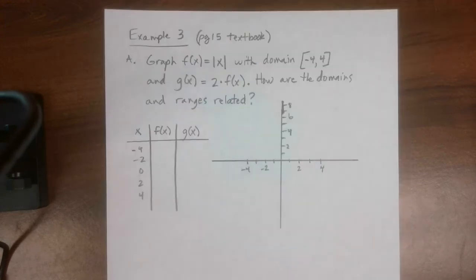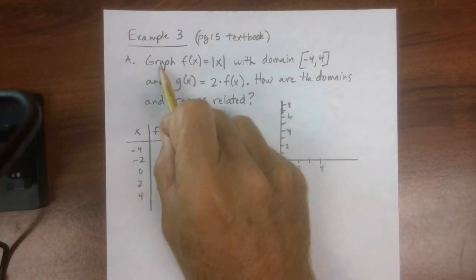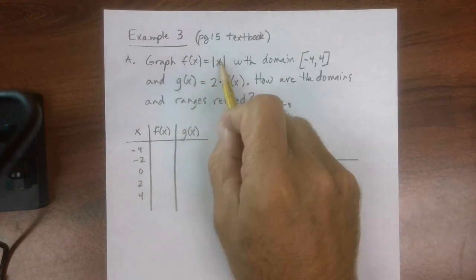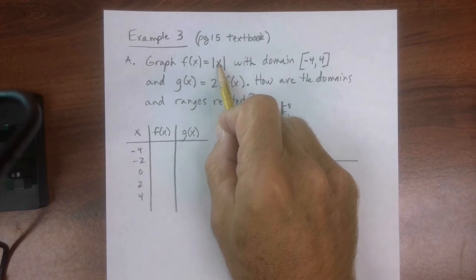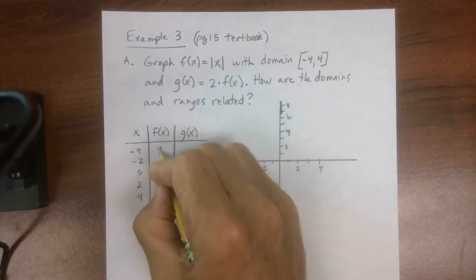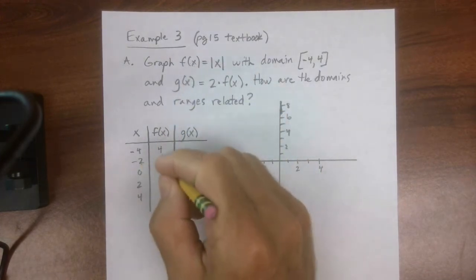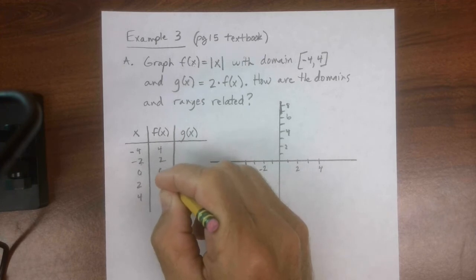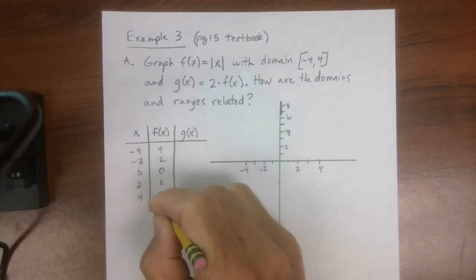All right, last example, example 3, page 15 from your textbook. Again, pay attention to the instructions. Graph f of x equals the absolute value of x. Well, that means y equals the absolute value of x. So if we take the absolute value of -4, it's 4. Notice I'm putting it underneath f of x. The absolute value of -2 is 2. The absolute value of 0 is 0. The absolute value of 2 is 2. The absolute value of 4 is 4.